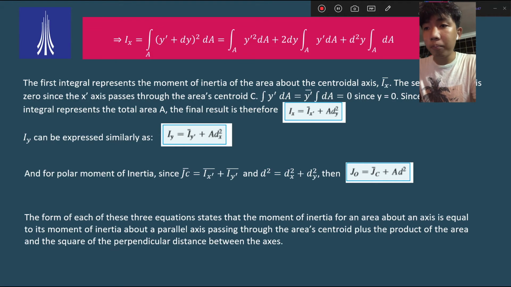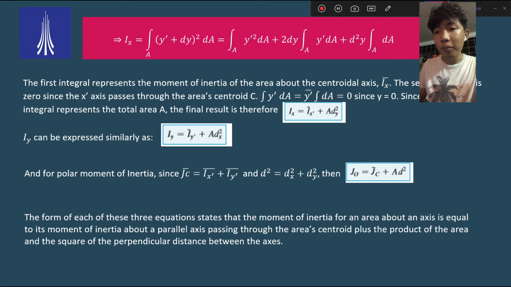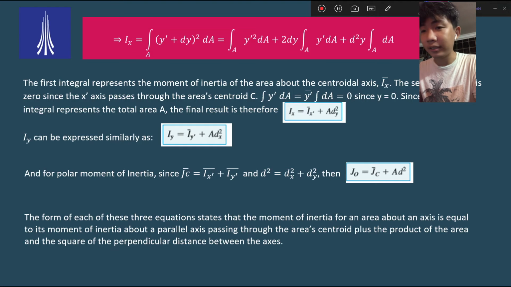For the polar moment of inertia, we can write it as J_O equal to J_C plus A d squared. So the form of these three equations states that the moment of inertia for an area about an axis is equal to its moment about a parallel axis passing through the area centroid, plus the product of the area and the square of the perpendicular distance between the axes.